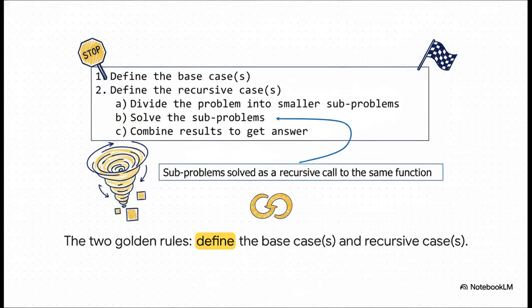So this all boils down to two golden rules. You absolutely have to have these two things for any recursive function to work. First, you need at least one base case that eventually stops the whole process.